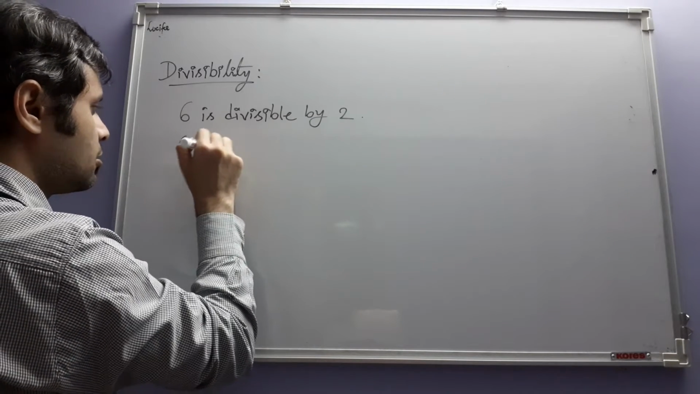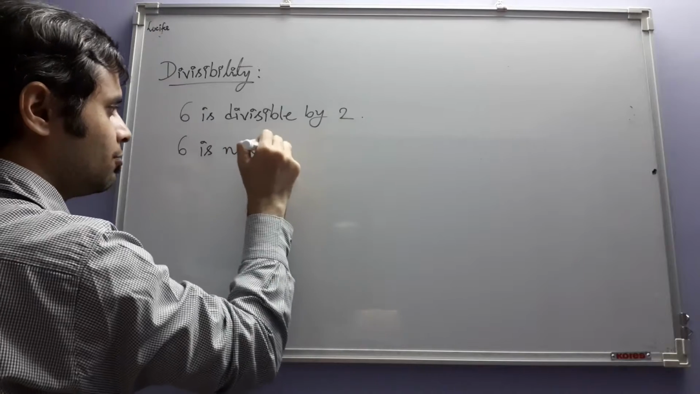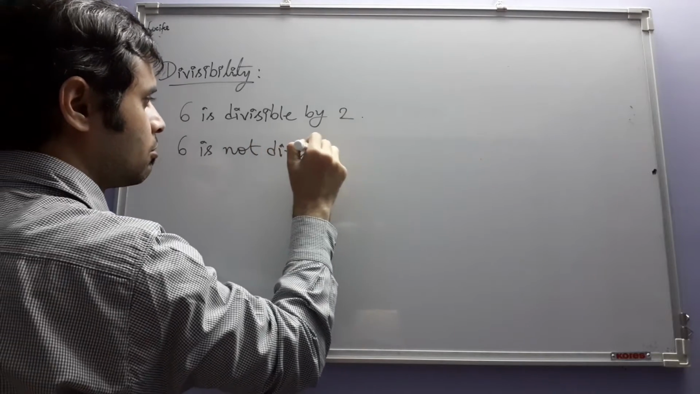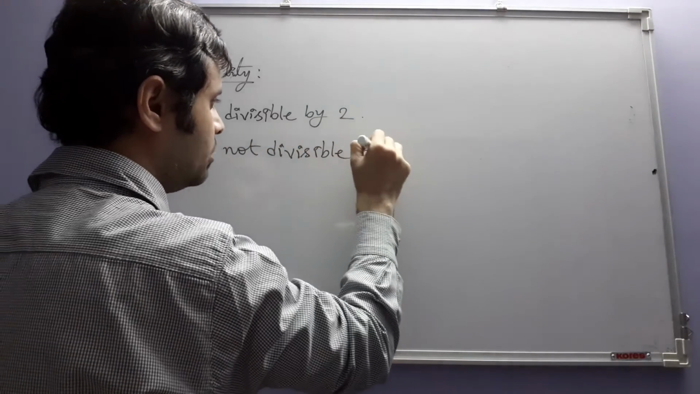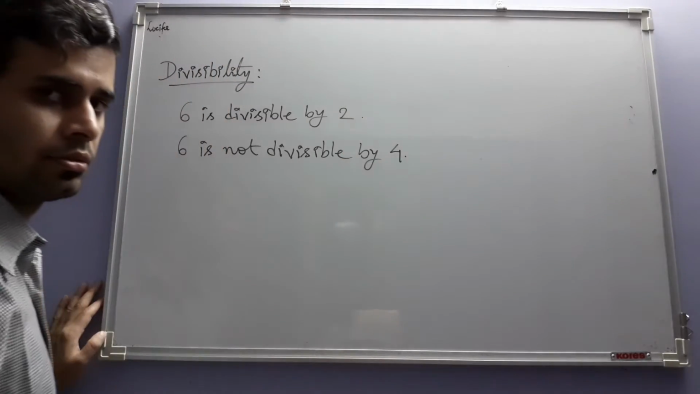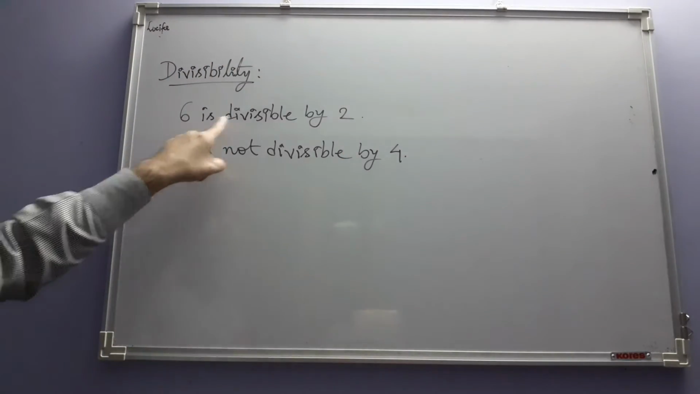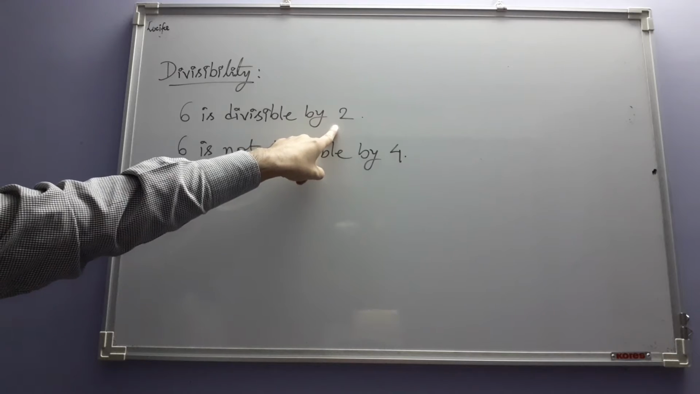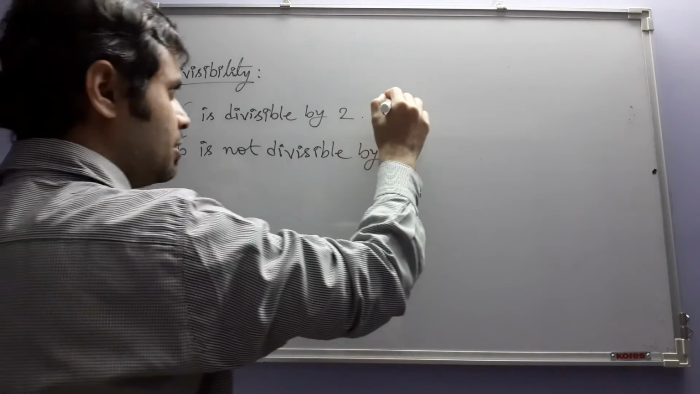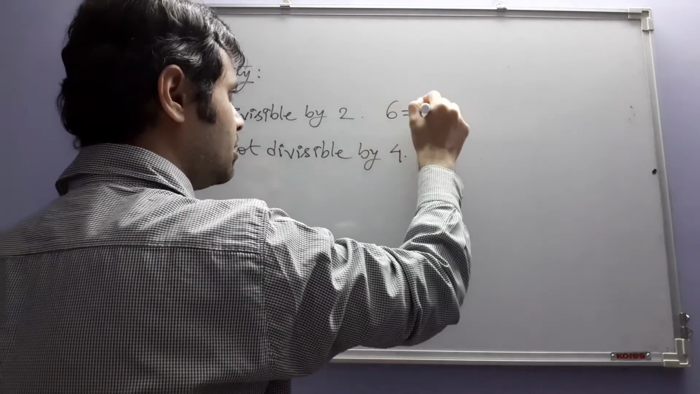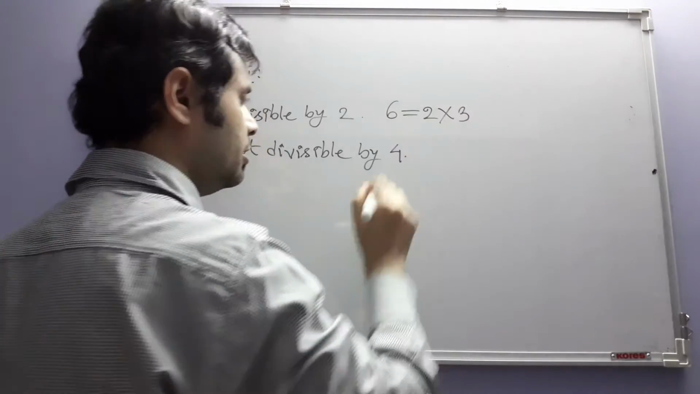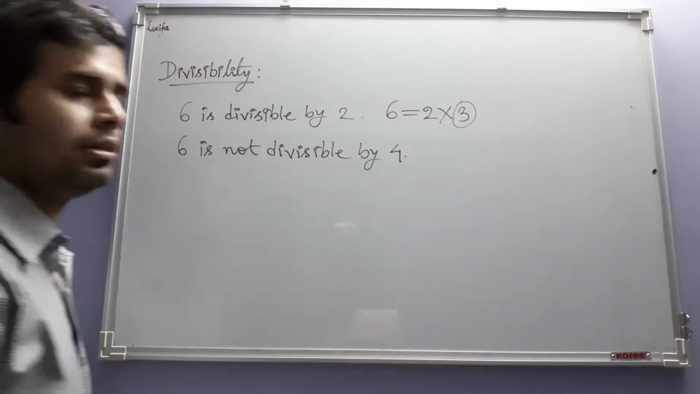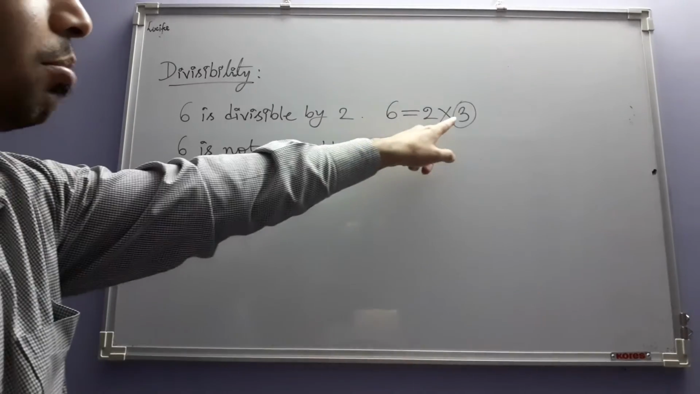6 is not divisible by 4. Now, what do we mean when we say that 6 is divisible by 2? By this we mean that 6 can be written as 2 times 3, where 3 is an integer. Okay, 3 is a positive integer.